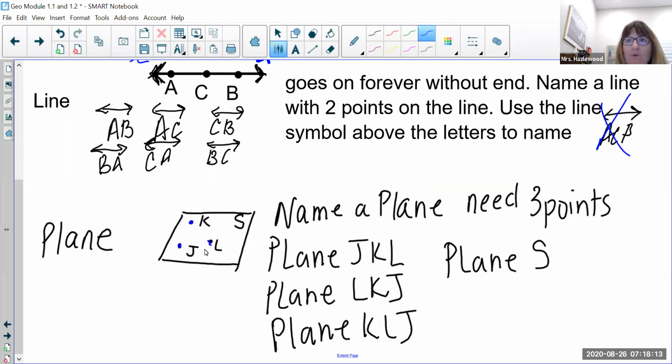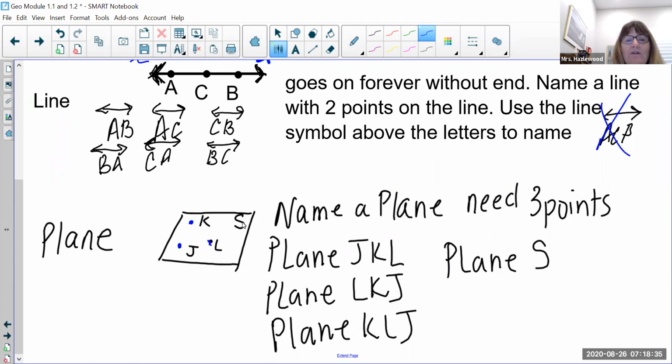If you don't have 3 points, if you only have 2 points, then it's a line. So I can name my plane with 3 letters here. So here I have plane JKL, I have plane KLJ, and I have plane KLJ. So the order doesn't matter again.